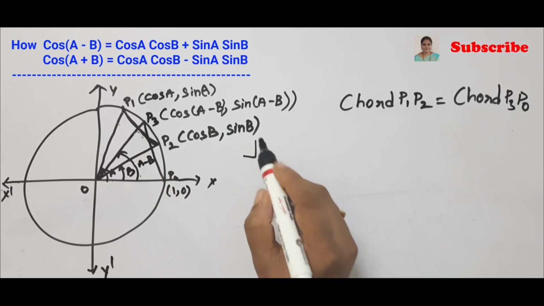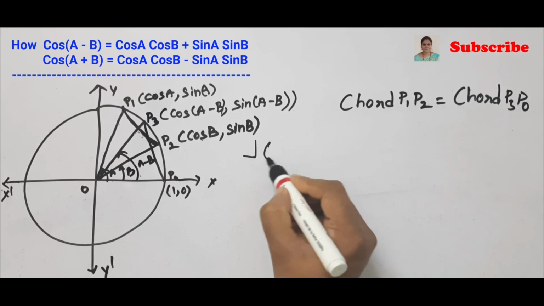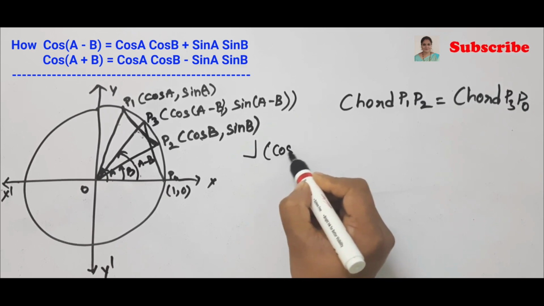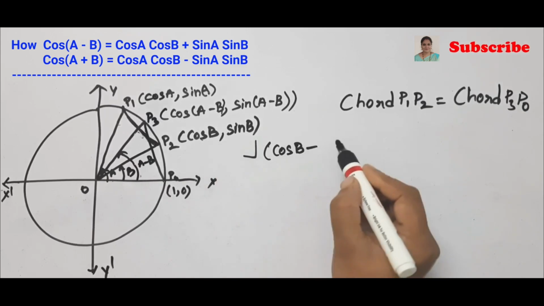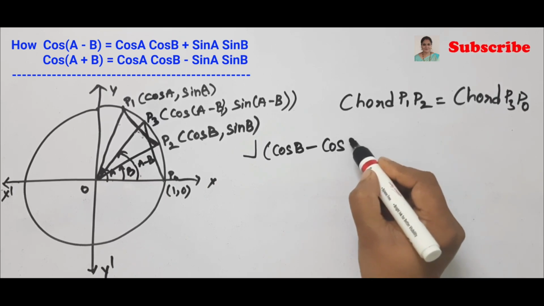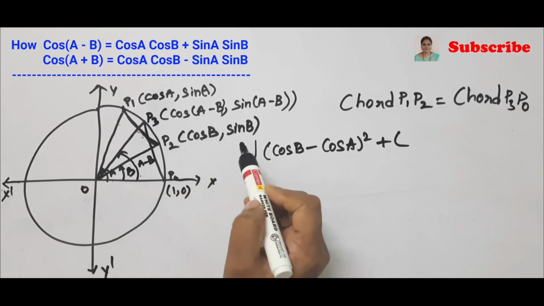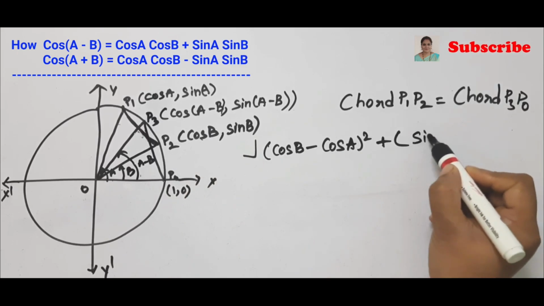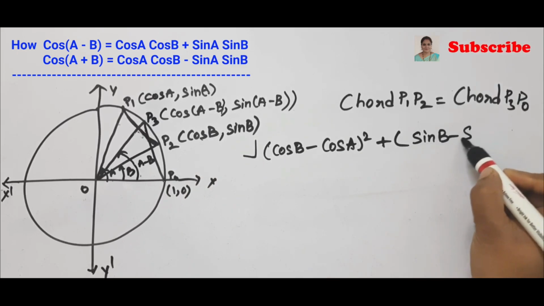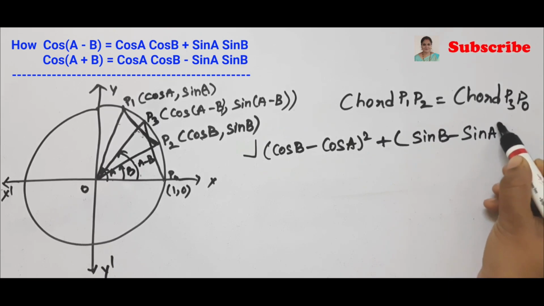So the distance of P1 P2 is nothing but square root of cos B, this is x2, is it not, cos B minus cos A whole square plus sin B minus sin A whole square.